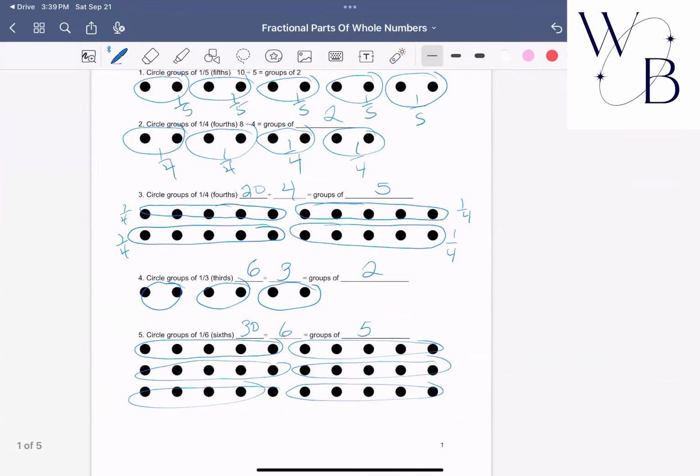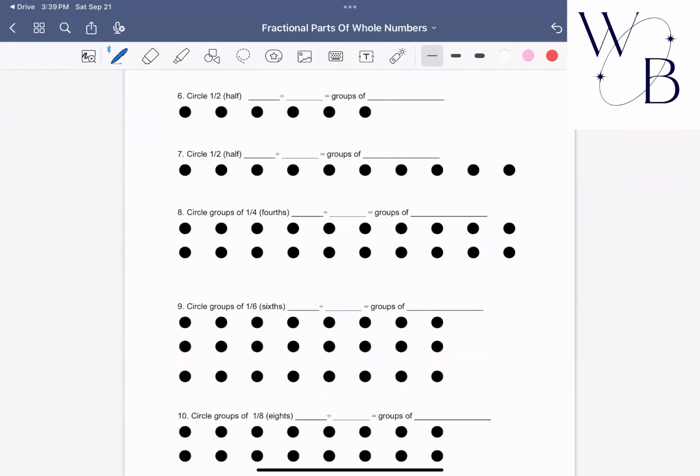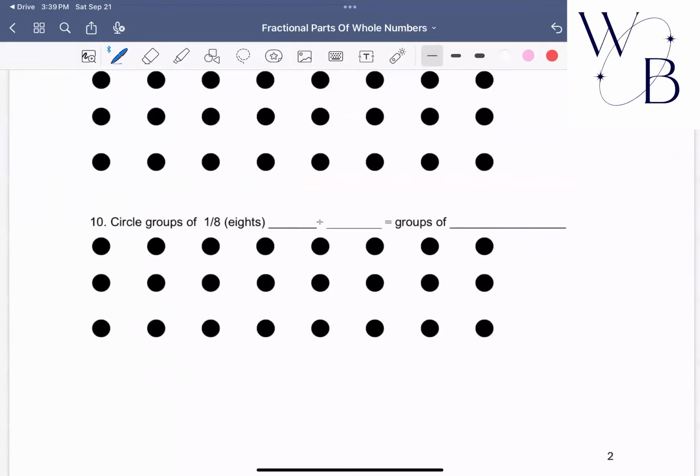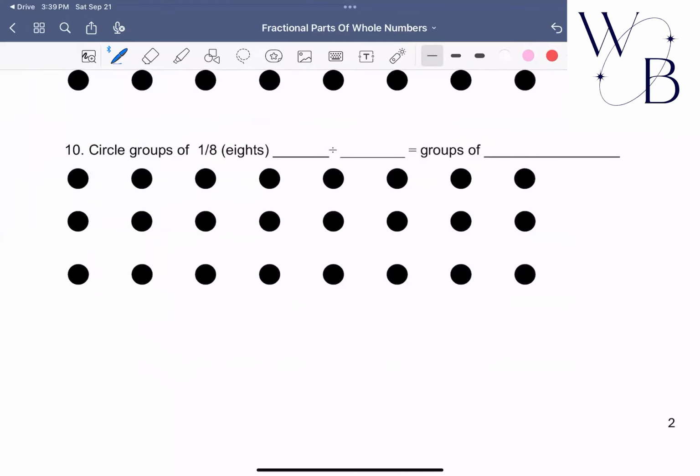Now let's have you do some completely on your own. Let's look at this one, number 10. Circle groups of 1/8 or eighths. I'll give you a moment to get your answer.